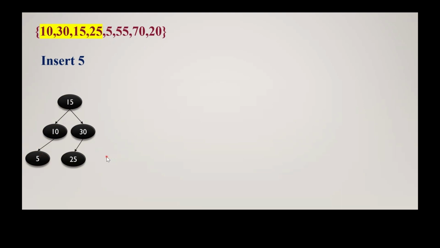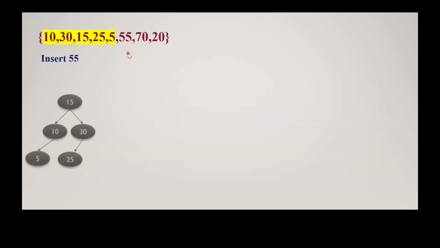We have to calculate the balancing factor. Leaf nodes 25 and 5 are both 0. Then for 30, the height of the left subtree is 1 minus 0, so it is 1. For 15, 2 minus 2 is 0. The height of the left subtree and the height of the right subtree are both the same, so it is 0. For 10, the height of the left subtree is 1 and the height of the right subtree is 0, so 1 minus 0 equals 1. Now all the nodes have a balancing factor of 1, 0 or minus 1, so it is a balanced tree.